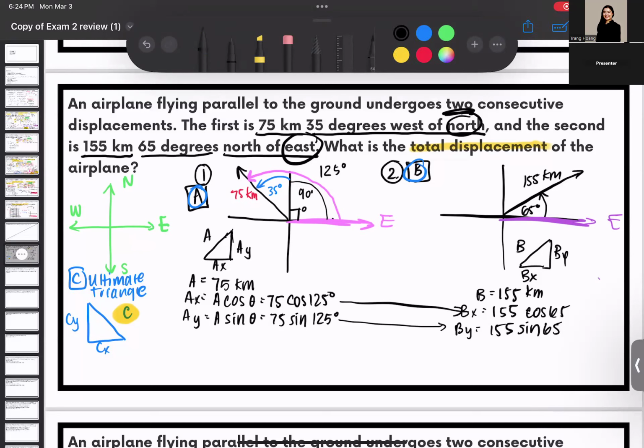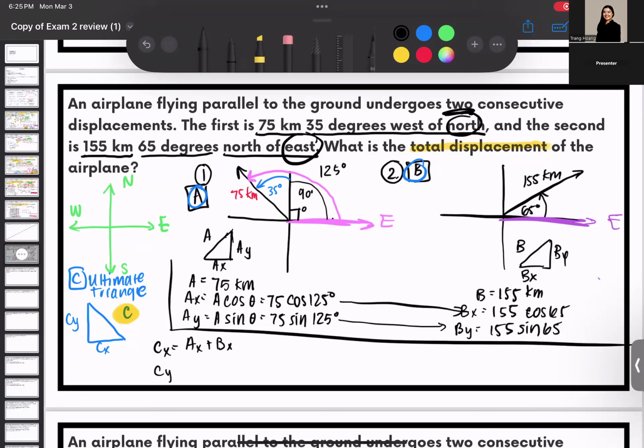So to find this triangle right here, our CX is going to be equal to our AX plus our BX. Likewise, our CY is equal to AY plus BY. Not that bad, because you already have all the numbers you need. You just have to plug it into your calculator. So AX right here, 75 cosine 125 plus 155 cosine 65. I'm going to highlight this in blue. It's kind of hard to see. So you see where we're getting these numbers?